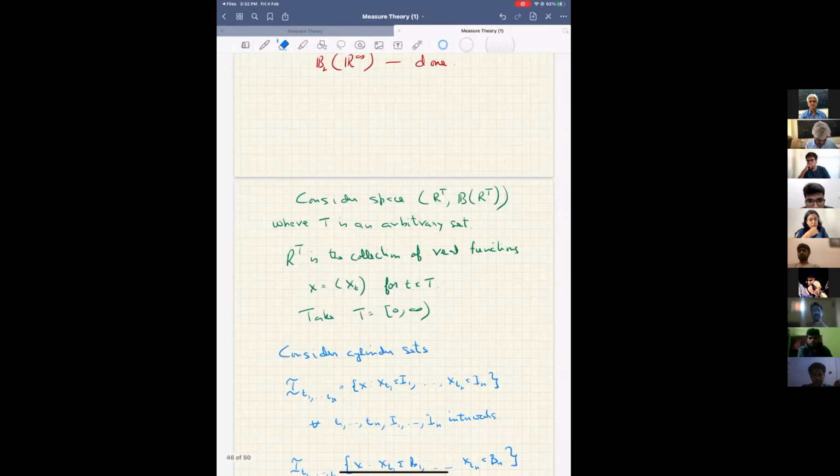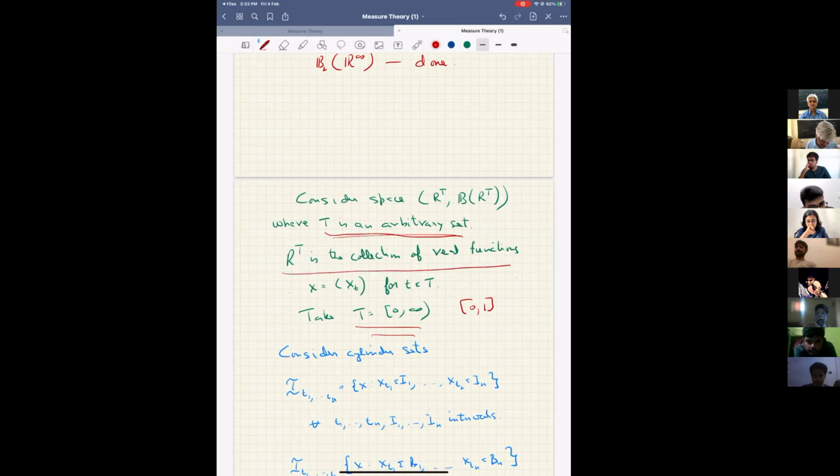And the way to think about it is that T could be 0 to infinity or 0 to 1. So we are talking about a space of functions, for example continuous or discontinuous functions. Each outcome is in a functional space. It's a function of T, where T is an arbitrary set, but what we have in mind is that T is an uncountable set. So R^T is a collection of real functions x(t) for t in big T, and typically we'll take T to be 0 to infinity or 0 to 1.